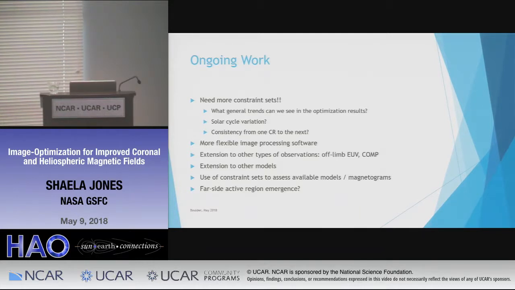And of course, when we started working on this, we were working with optimizing individual pixel values, and there was a lot of excitement about active regions that emerge on the far side of the sun because they don't show up in the synoptic maps for sometimes a couple of weeks. And so we would like to get back to doing something like that, but we're not quite sure of the right approach yet.